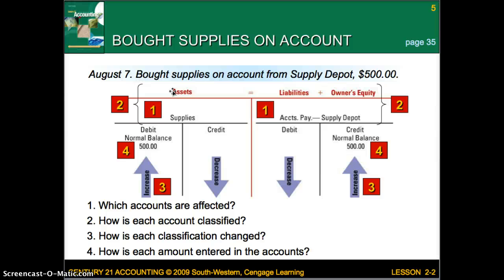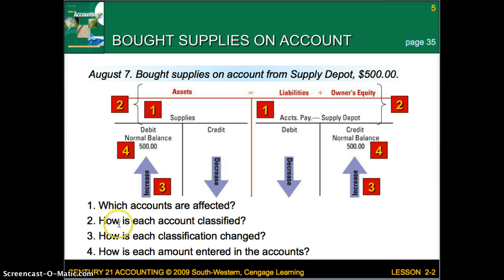Okay. So on August 7th, I bought supplies on account from Supply Depot. So what that means is instead of going into Supply Depot and bringing my $50 bill with me or my $500 with me, I don't have that, and my boss said, why don't you just go to Supply Depot, get the supplies, and have them bill me. That's what on account means. So I need to think about which two accounts are affected. I know supplies, because we've already done that when we paid cash for supplies, but the other account that we need to look at is accounts payable from Supply Depot. Okay? So what that means is I owe them money, because they've given me supplies. I haven't given them any money. I got $500 worth of supplies, but they are going to bill me later.